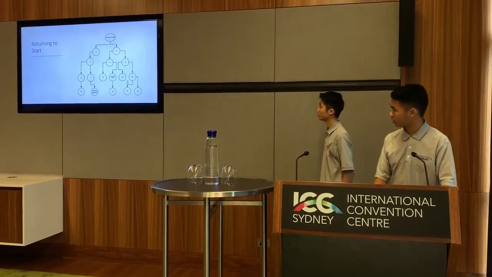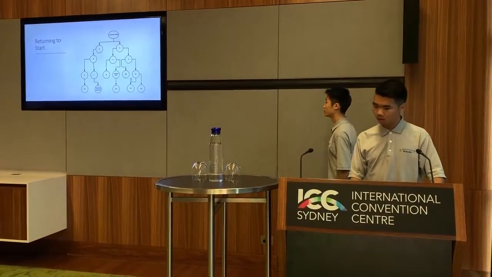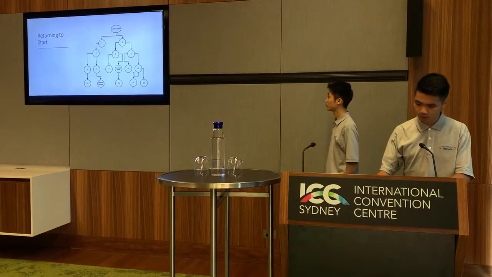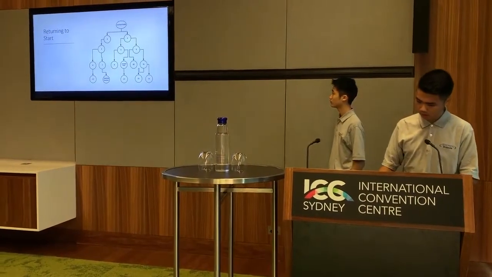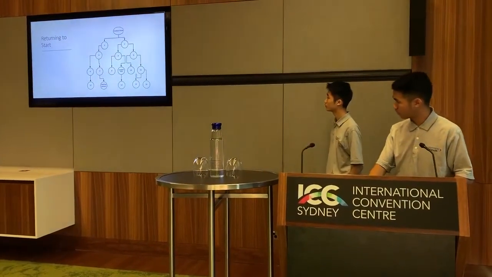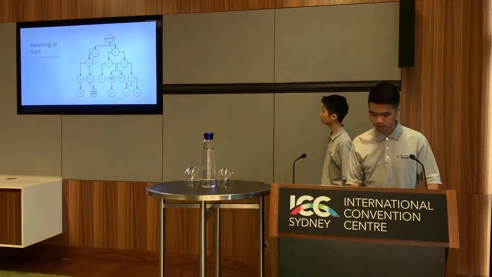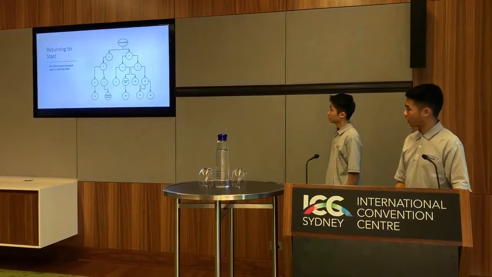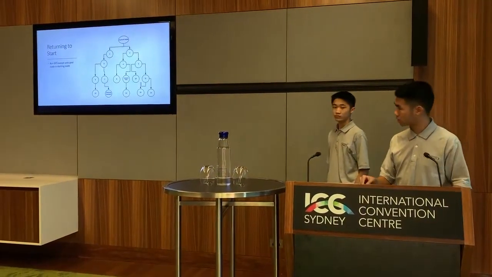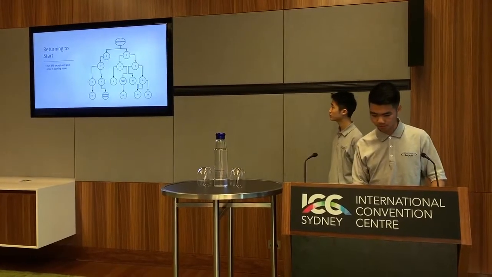Finally, we have to return to the start. And to return to the start, we look back at our breadth first search again. So as you can see, we are at our current node at the very top, and you want to get to the starting section. And as you can see, there's a few things that are different from our regular breadth first search. Firstly, you don't want to go to any unvisited nodes. You want to return to the starting section and the starting section only.